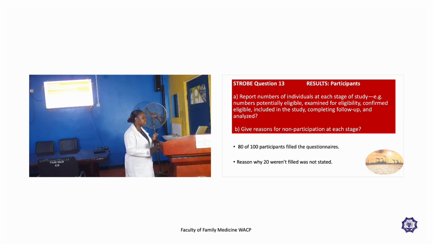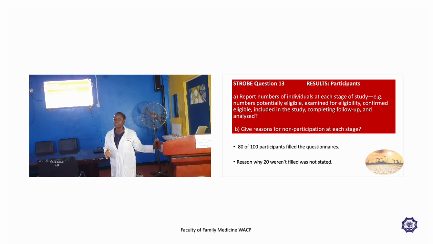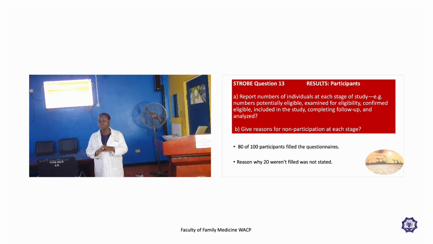So for the results section, stroke check is asked, do they report the numbers of individuals at each stage of study? Once they were potentially eligible, they were examined for eligibility, confirmed eligible, and then included in the study, and then follow up. So this was not particularly done. Dr. Onibide mentioned earlier that even the eligibility criteria was not mentioned.